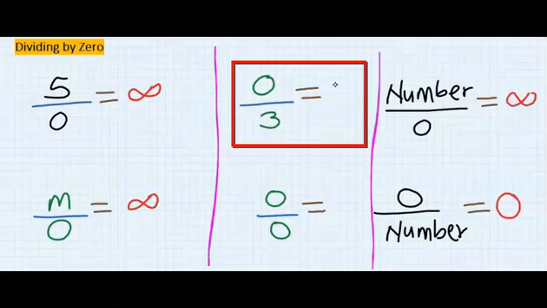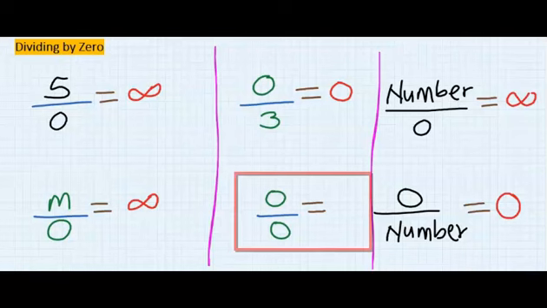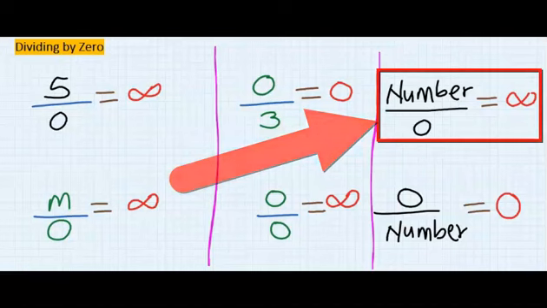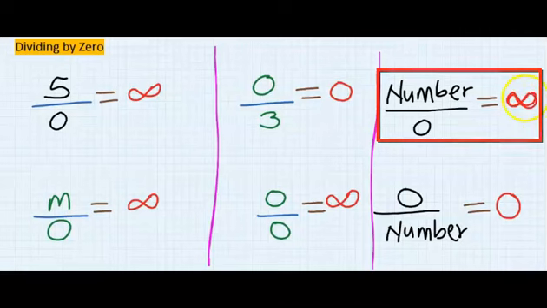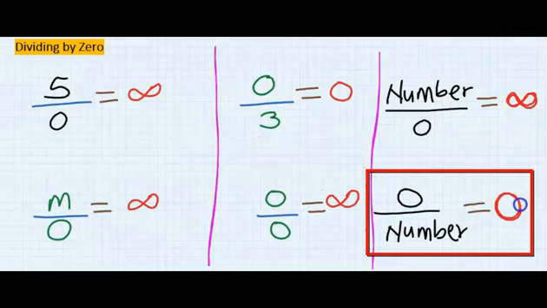0 divided by 3 is 0, or 0 divided by any number or alphabet is 0. 0 divided by itself is not allowed. That is, it does not exist and is written as undefined. In conclusion, any number divided by 0 is undefined, is not allowed, it does not exist. And 0 divided by any number or alphabet is 0.